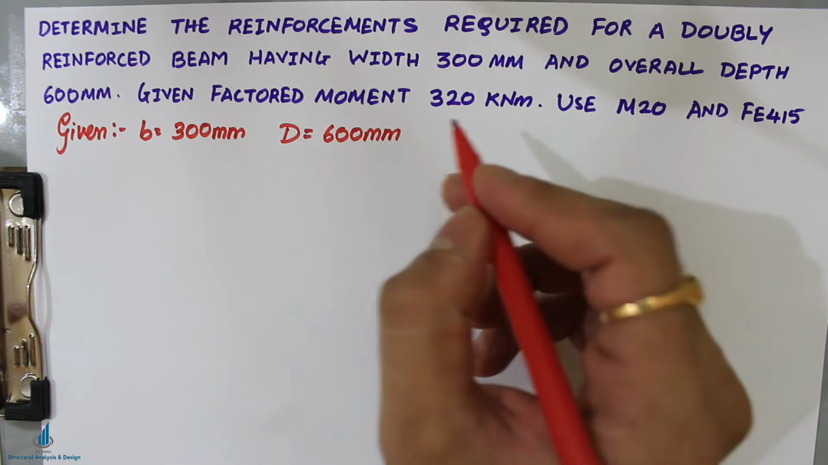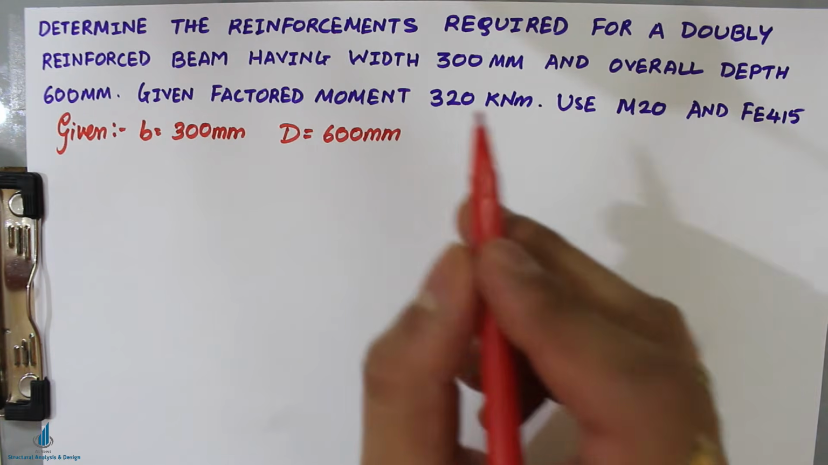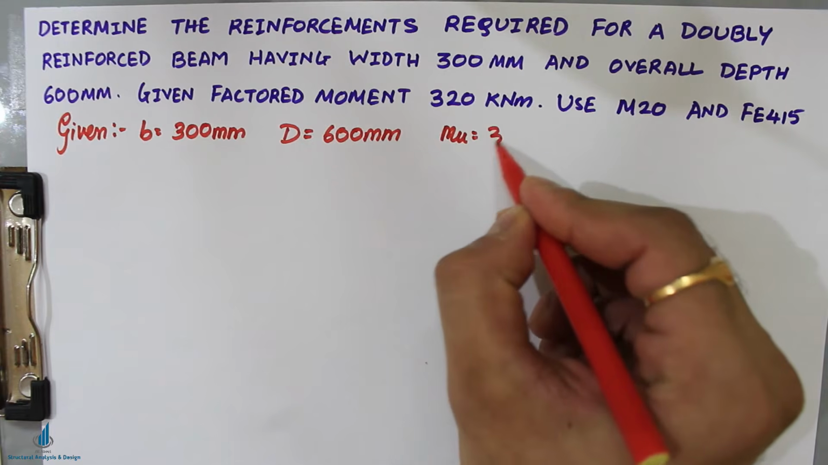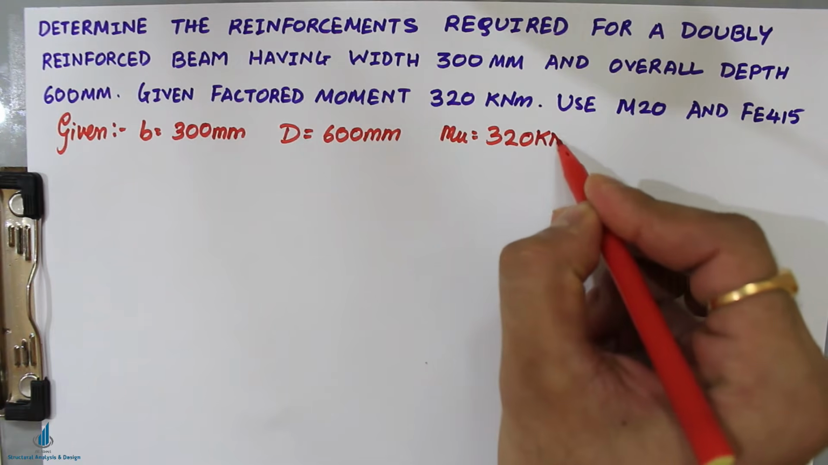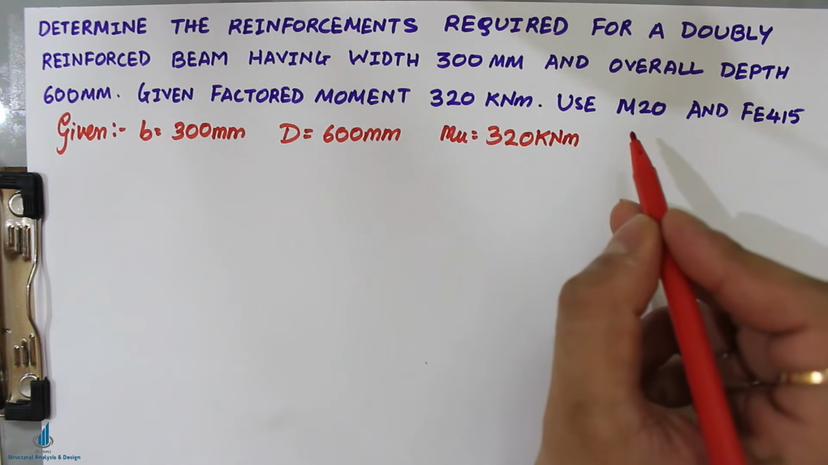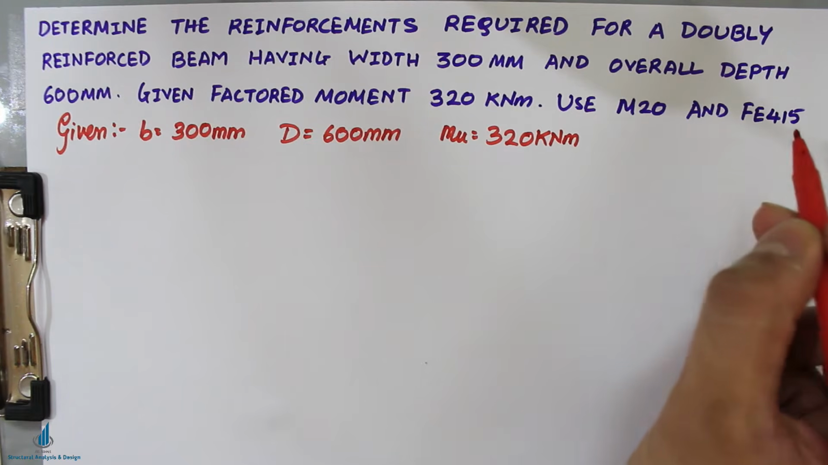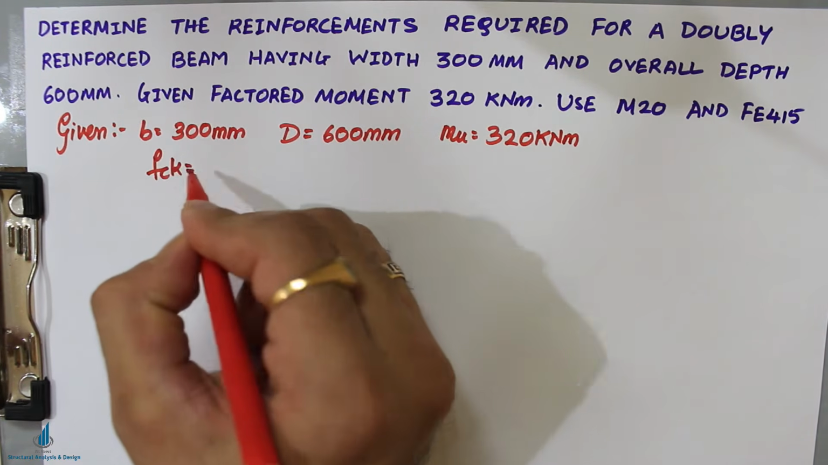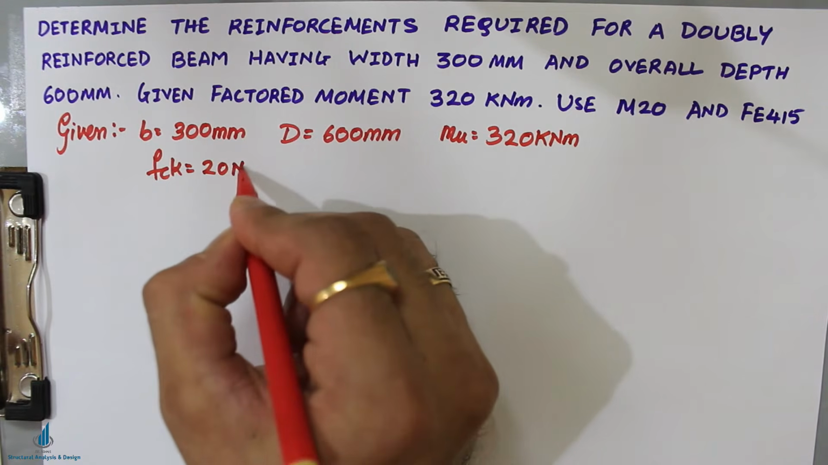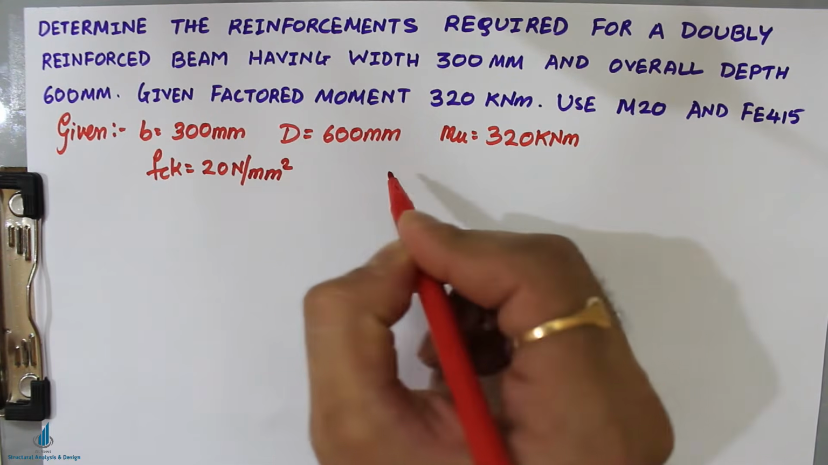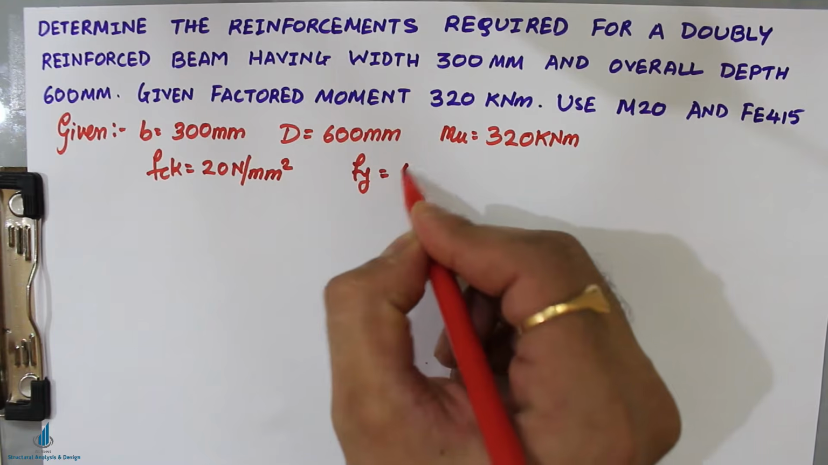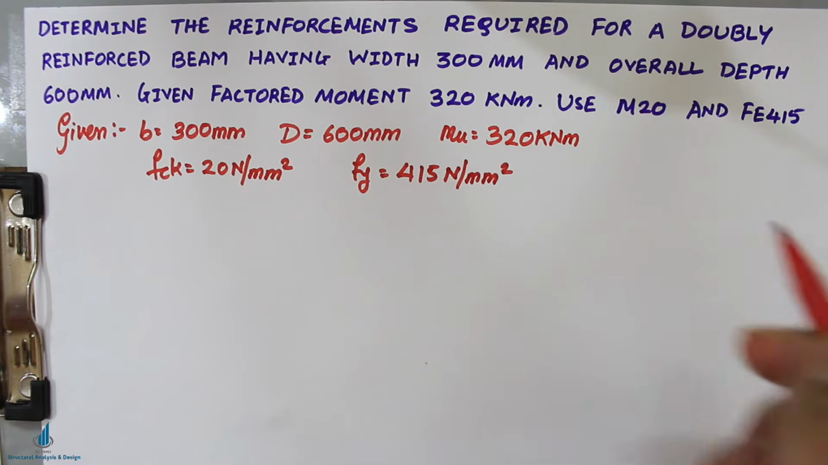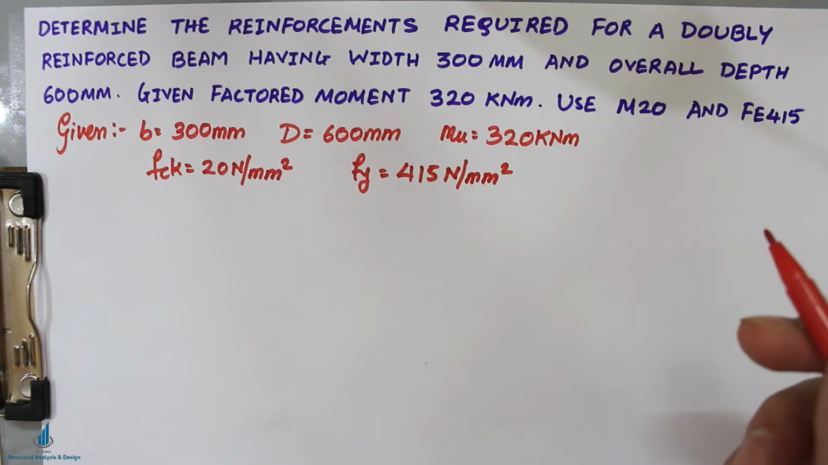And here again, the factored moment is nothing but your ultimate moment, which is Mu. Mu is equal to 320 kilonewton meter. And materials they have given M20 and Fe415. So fck is nothing but grade of concrete, that is 20 Newton per mm square, and grade of steel is fy, that is 415 Newton per mm square. And they have asked to calculate the reinforcements required.